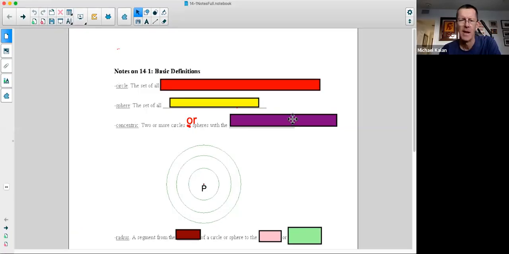Here we go, chapter 14. Oh yeah, gonna get involved with some circles. Gotta love the circles. So 14.1, I'm gonna share my screen here. You got your notes there.